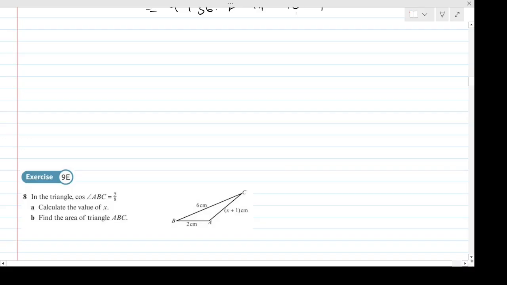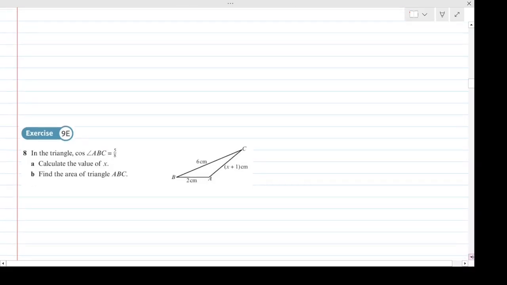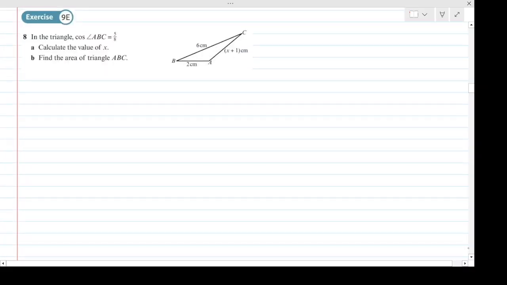Let's have a look. Okay, this one's much simpler, I think. So we are told in this triangle, cosine of the angle ABC. The angle is at B because B is the middle here. I'll mark the angle there. And so the cos of the angle is 5/8. Calculate the value of x.